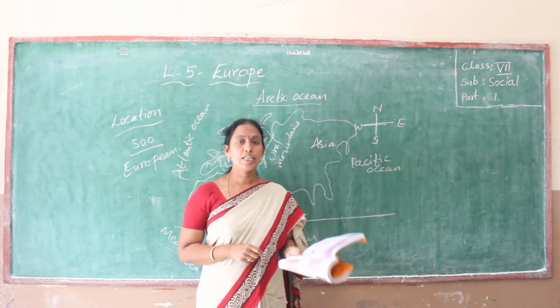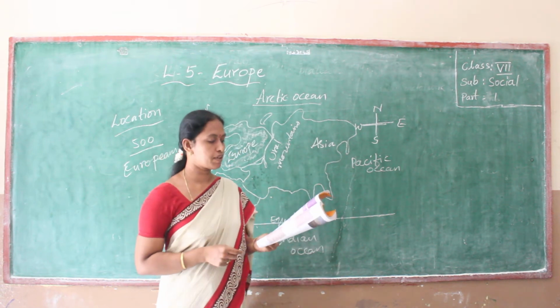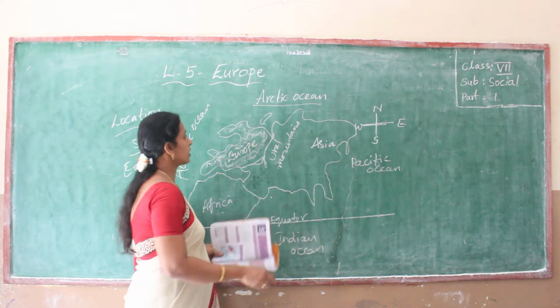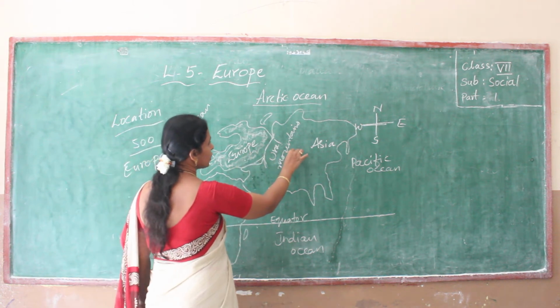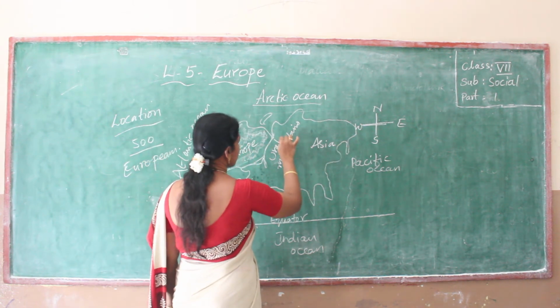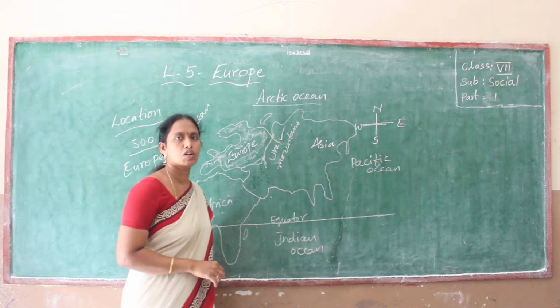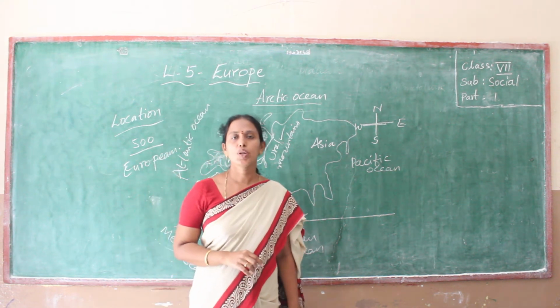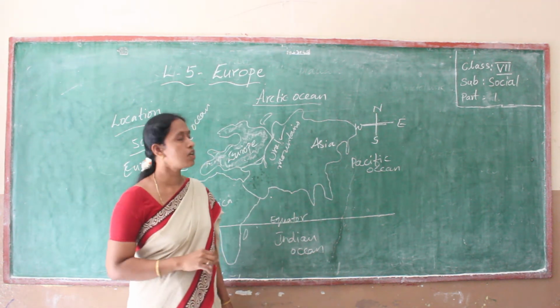Name the mountains to the east of Europe. Observe the map, you can find out the mountains. There are mountains in the east of Europe. This is the east side. Here, these are the Ural mountains. What is the name of the mountains? Ural mountains on the east side of Europe.